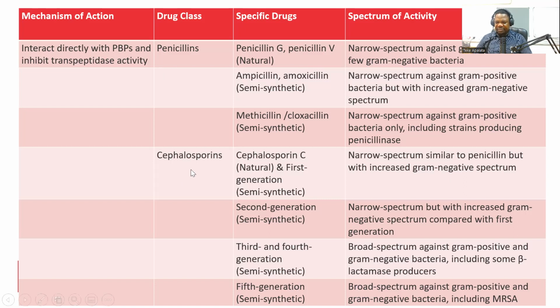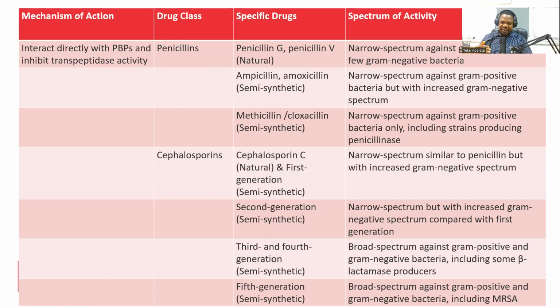Then beside the penicillins, we have the cephalosporins. We have cephalosporin C that is natural. And we also have the first generation cephalosporins that are semi-synthetic drugs. Okay, so they have a narrow spectrum that is similar to penicillin, but with more increased gram-negative spectrum.